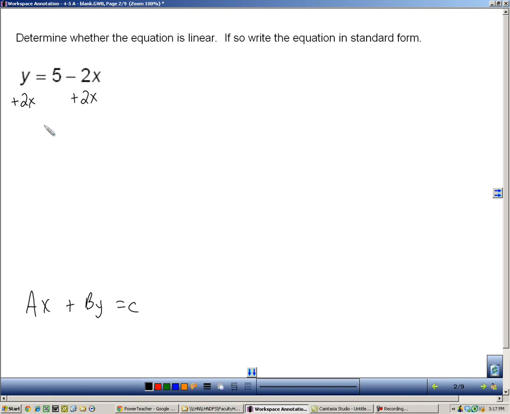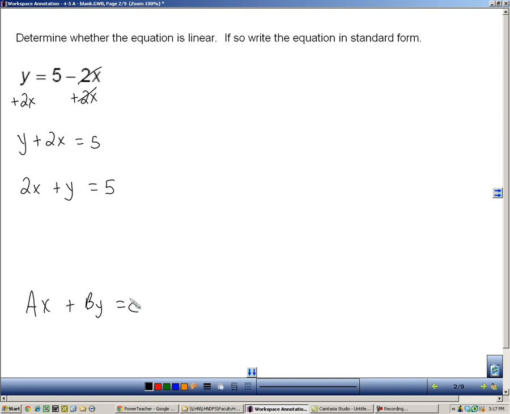And now I'm going to rewrite this. y plus 2x equals 5, and then negative 2x plus 2x is 0, which is actually a good thing because I got my x and my y on the same side, so it's closer to standard form. But it's not quite there yet. The reason why is because I should have my x value written first, and the commutative property says I can do that. I can just rewrite this as 2x plus y equals 5.